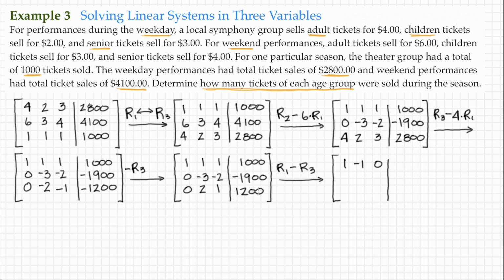1,000 minus 1,200, that's negative 200. And we can close off our bracket. Then fill in the rest. 0, negative 3, negative 2, negative 1,900. 0, 2, 1, and 1,200. We'll now do the same for this row right here. So we'll take row 2 and we'll add 2 times row 3.